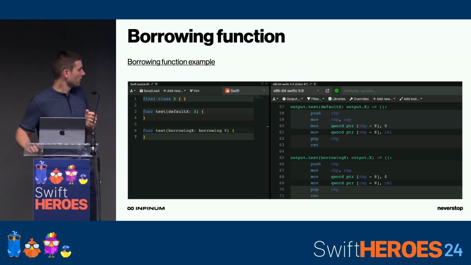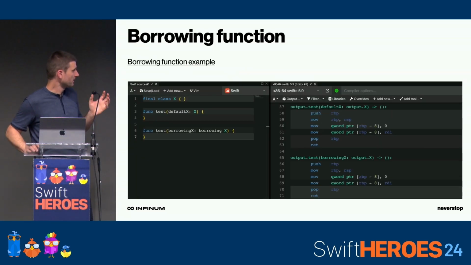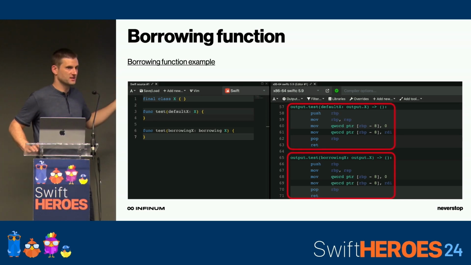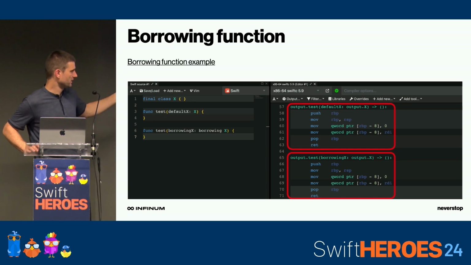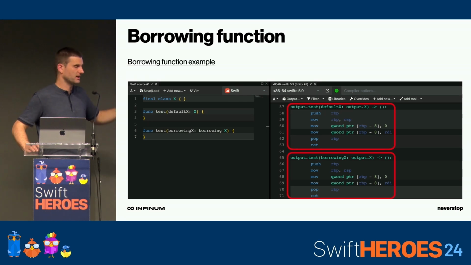Now, for borrowing, we can just compare the default passing convention and what happens when we annotate the parameter with borrowing. And you can see that in this case, the generated code for both functions is exactly the same, which is another indication that Swift's default ownership rules are borrowing. So functions do not take ownership.